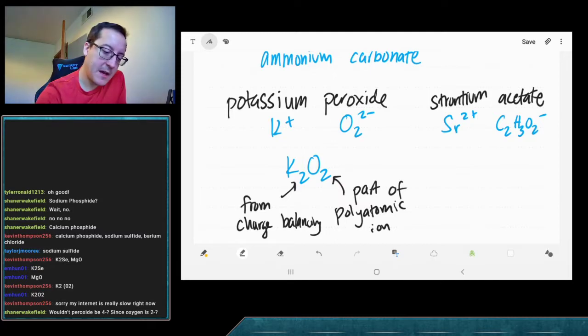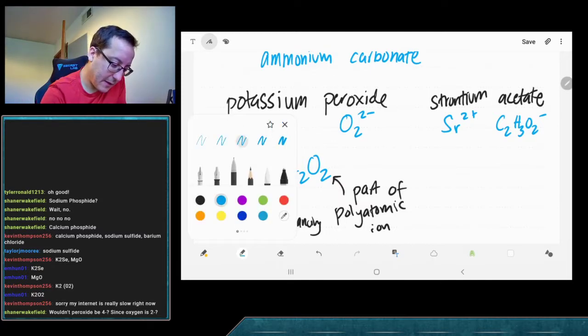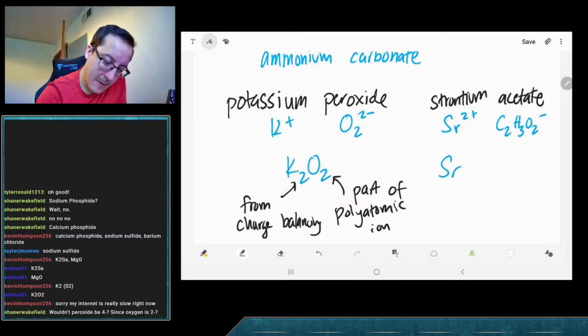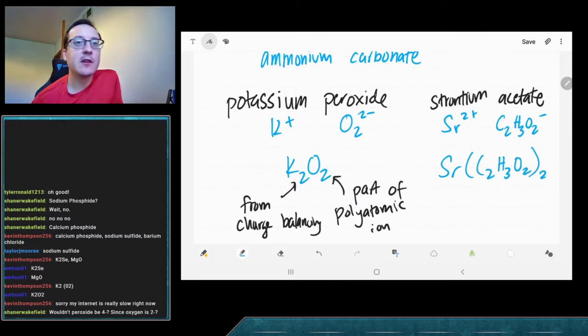Okay. Just again, in the interest of time, I'll go ahead and give us the formula there for the strontium acetate. Okay, so we want to use parentheses for the acetate because we're going to have 2 of them to fully balance out the +2 from strontium.